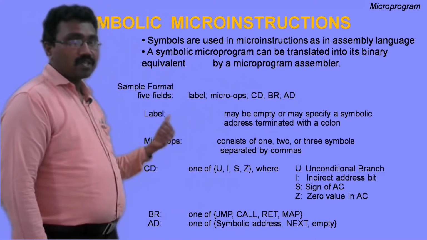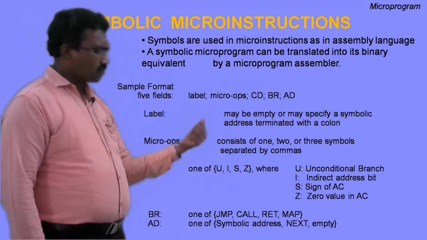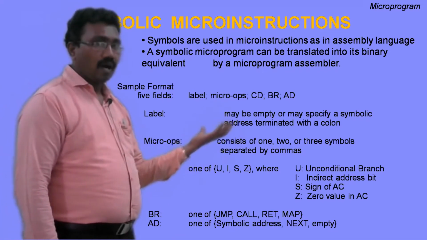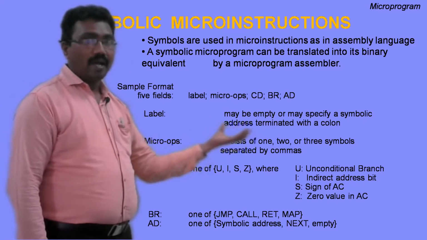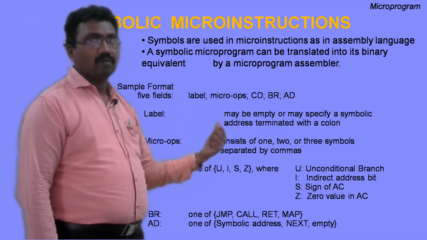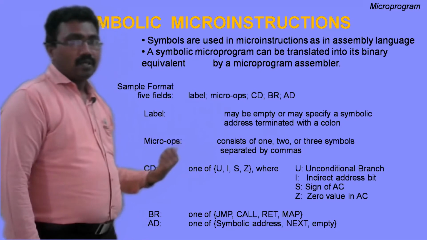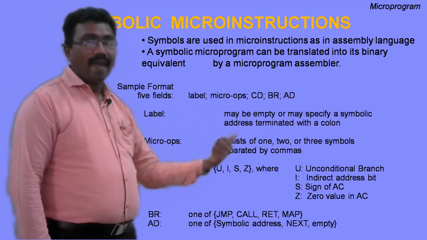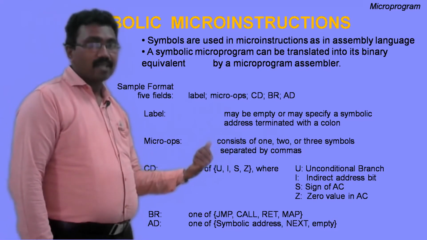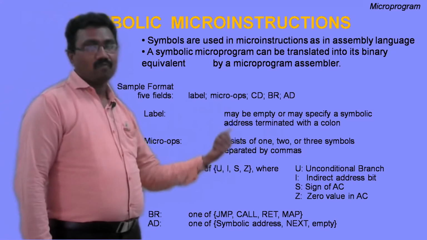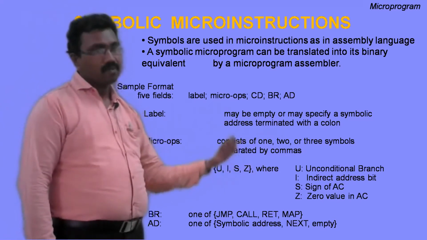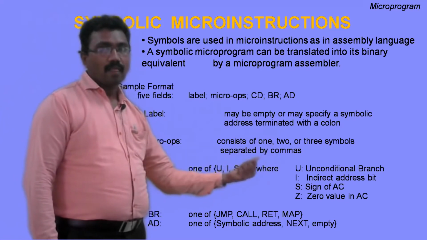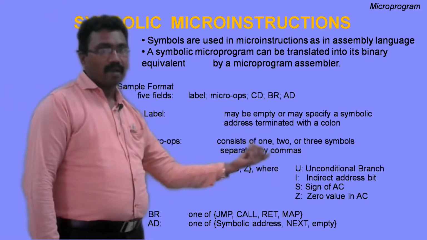The first one is the label field. The label field may be empty or it may specify a symbolic address, and a label field must terminate with a colon. Coming to the next, the microoperation field consists of 1, 2 or a maximum of 3 symbols: one for F1, one for F2, one for F3. The symbols are separated by commas.